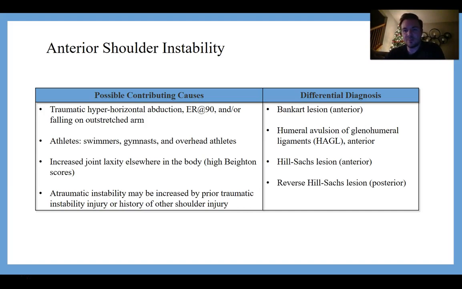We also may think of a bony Bankart, which is that fracture, of course. We think maybe a humeral avulsion of the glenohumeral ligaments, which is called an HAGL lesion. Hill-Sachs lesion, which is a bony impaction fracture of the posterior humerus, and then maybe a reverse Hill-Sachs lesion, which is posterior dislocation. You have an anterior bony injury in that case.